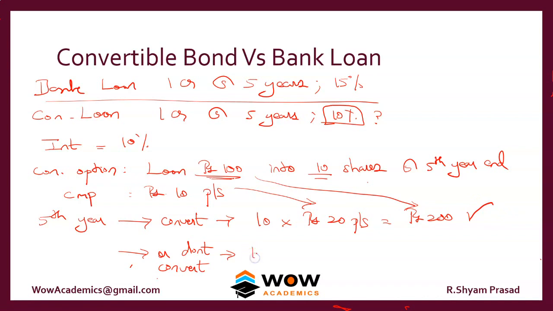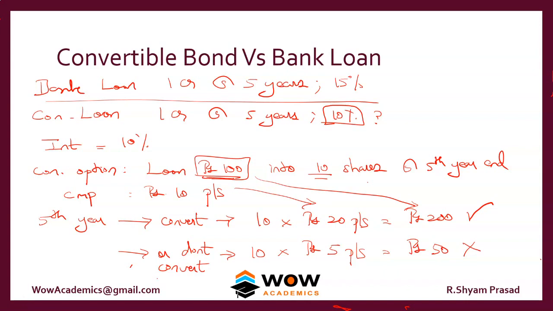Again, at the fifth year end, you have the right to get 10 shares, but the shares are traded at 5 rupees per share. Now will you convert? If you convert, you will get only 50 rupees. The bond itself is worth 100 rupees. Will you convert? The answer is no. So the company gives you an option at the fifth year end either to convert your bond into shares or not. If it's favorable, you will convert. If it's not favorable, you won't convert.